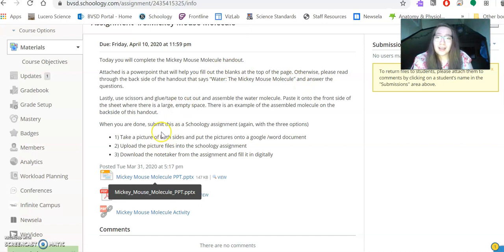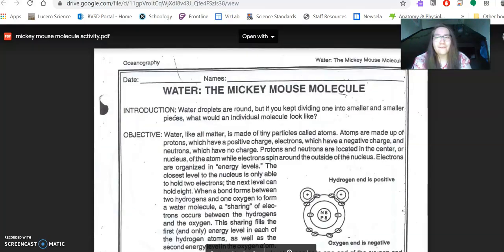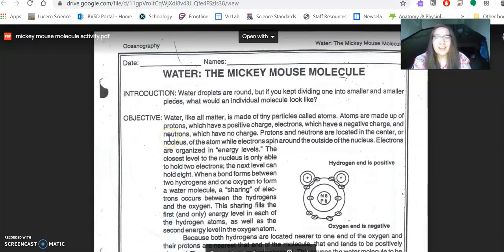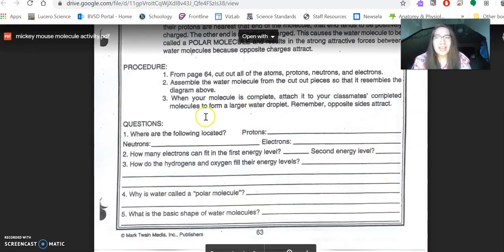Once you are done with the handout, you'll take a picture of both sides, the front side and the back side. Of course, that front side has those quick notes from the PowerPoint and your Mickey Mouse molecule. The back side will have this right here, and you're responsible for filling in these questions right here.